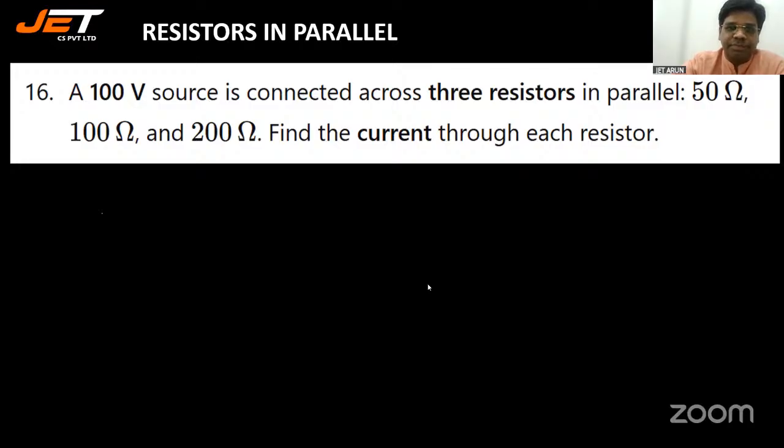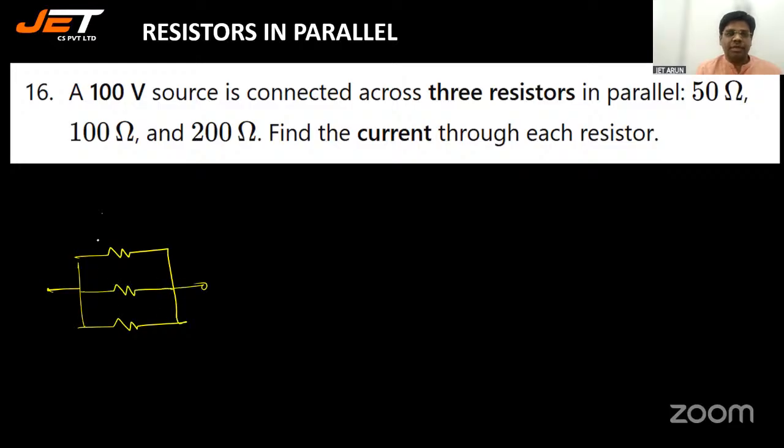Yeah, Shweta, I'll tell you. It's like this. See, I've got three resistors here. They're in parallel. There are three: 50 is one, 100 is one, 200 is one. These are connected to a 100-volt source.